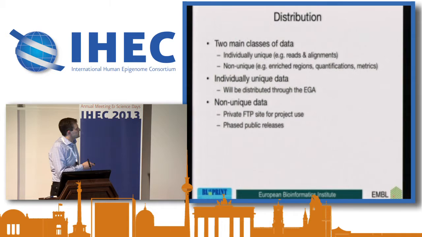The non-unique data is distributed in a number of ways. As soon as we can, we provide some of this on a private FTP site for project use. And we also have phased public releases. Our goal is to get this data out for the public to use absolutely as soon as possible. But we do need to have some internal quality checks within the project to make sure that what we're releasing is more useful than not. And that's what the so-called private site is, so that we can share things amongst ourselves until we're sure that it's right.